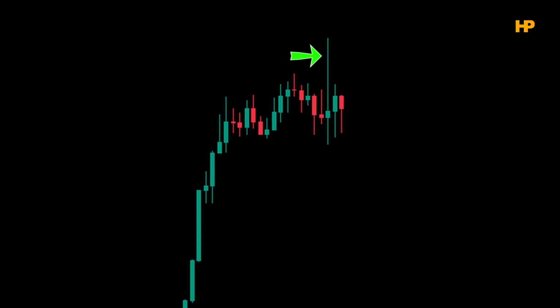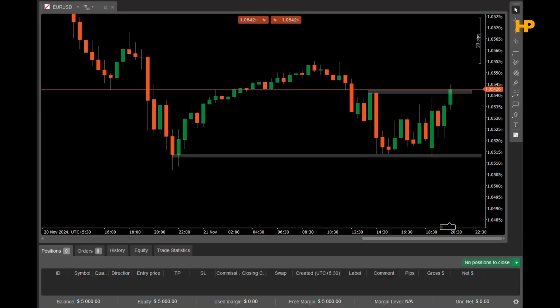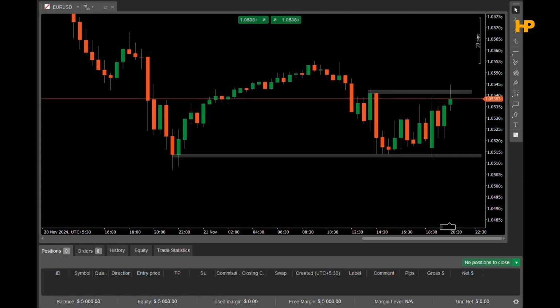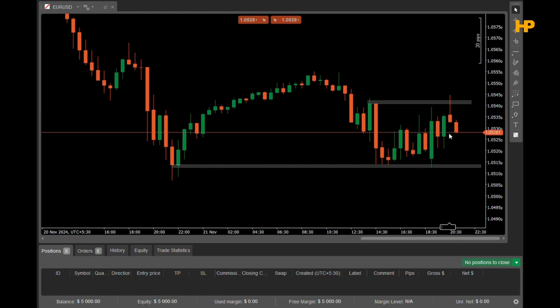Volume spikes signal strong market participation, especially in London's high liquidity periods. 8:00 a.m. GMT: session open, ideal for breakouts. 12 p.m. Greenwich Mean Time: London-New York overlap, fueling trends and reversals. Post-news releases: high-impact events drive volume surges.